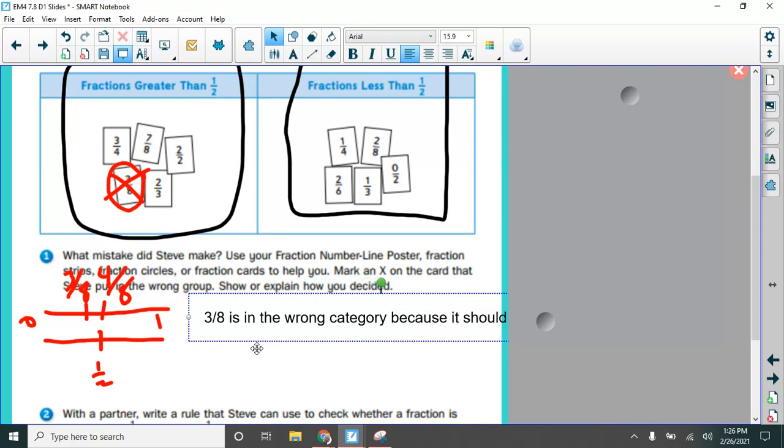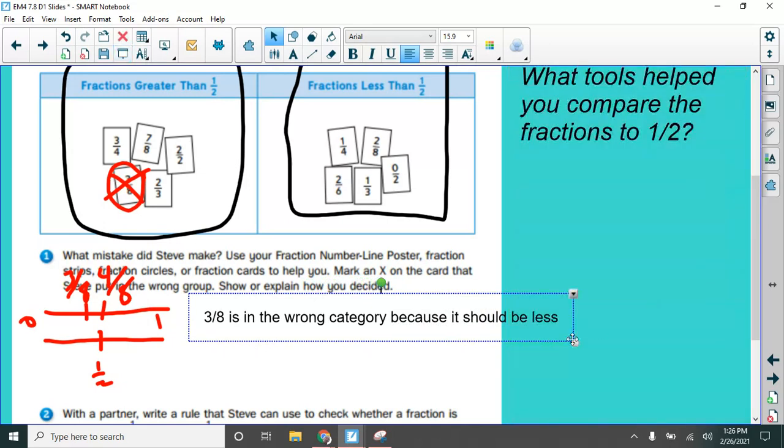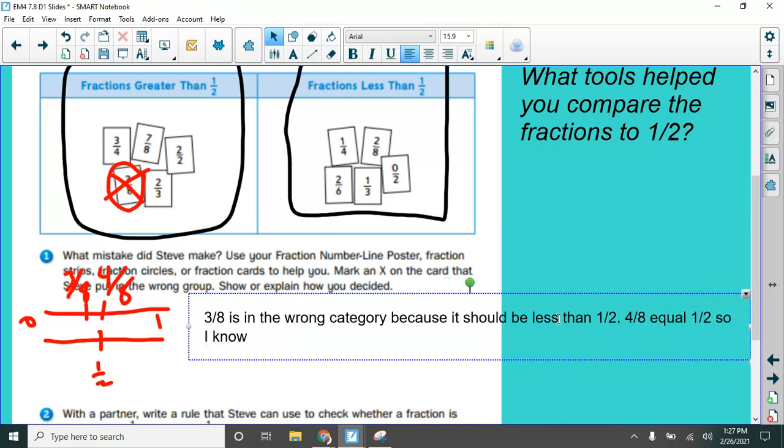Now you can't see what I'm typing. Less than 1/2. 4/8 equals 1/2. So I know that 3/8 is less.